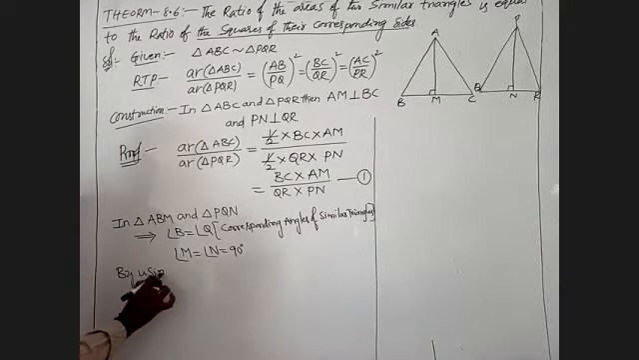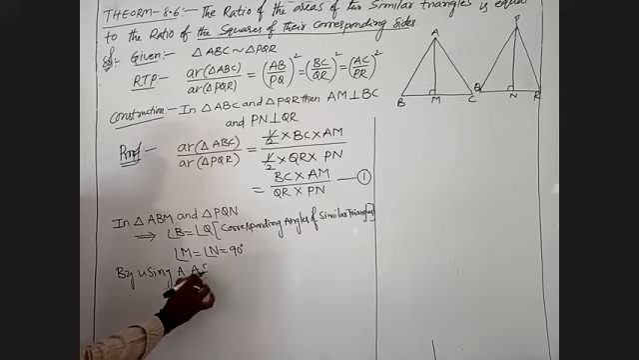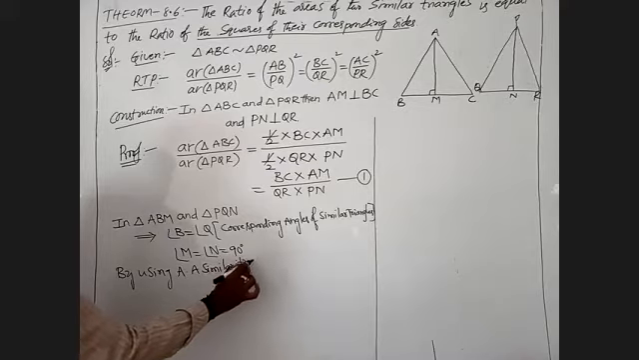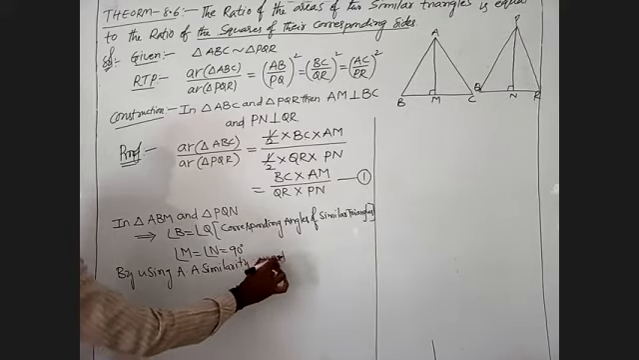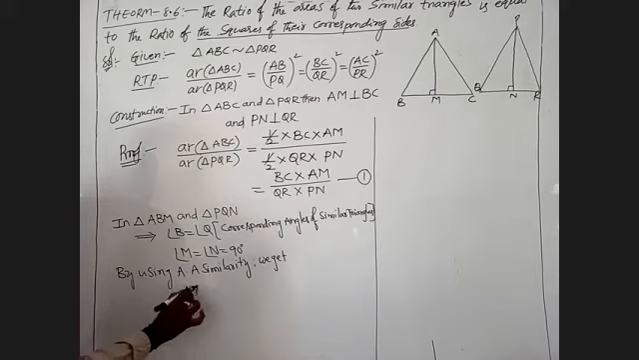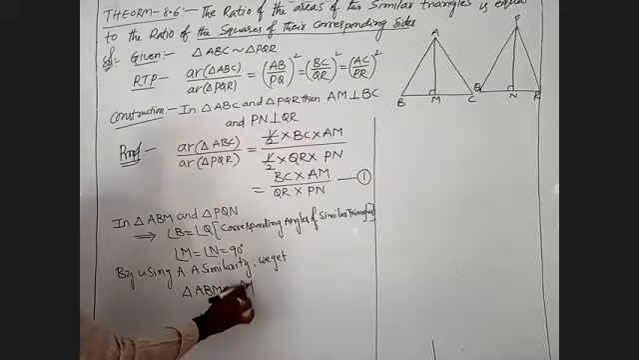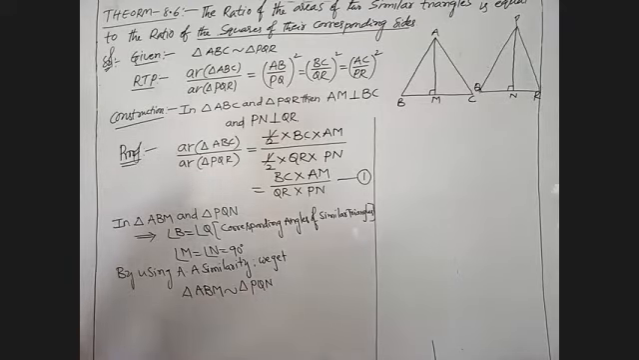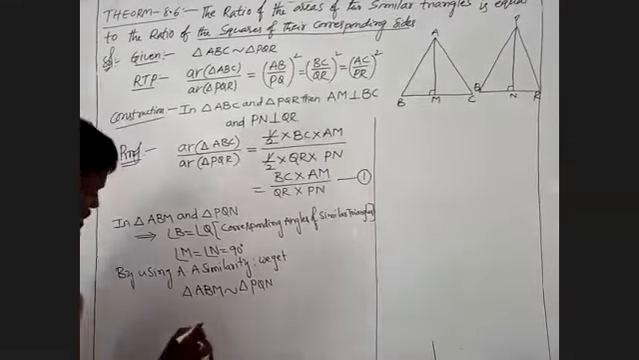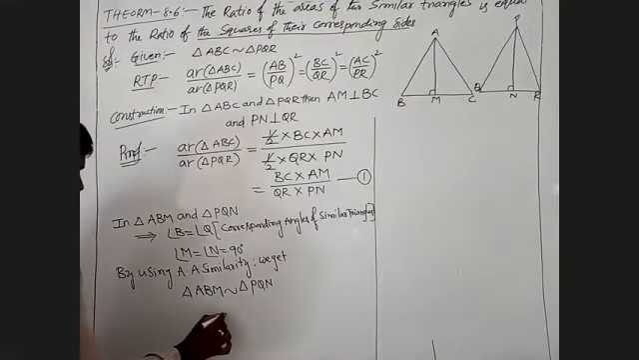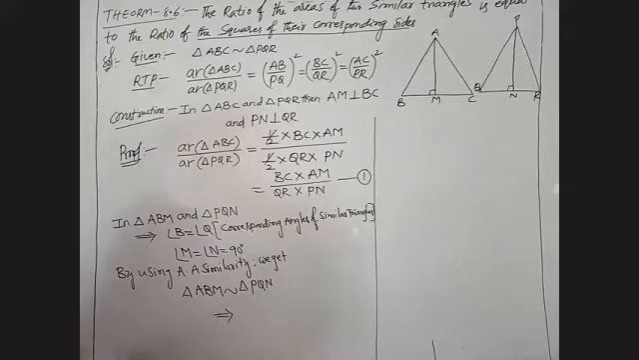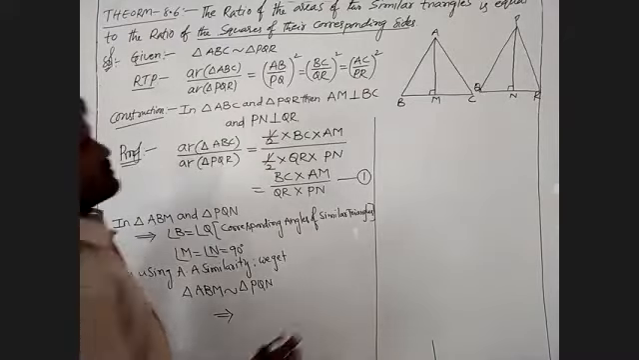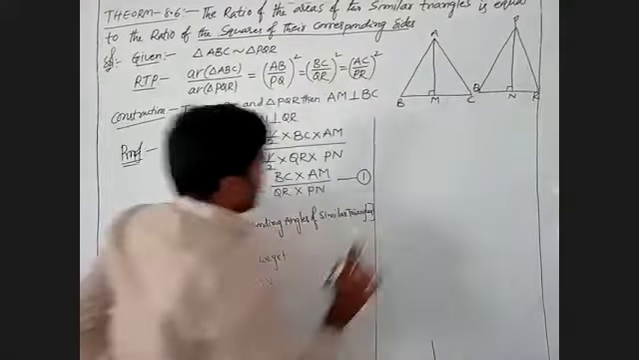By using AA similarity, we get triangle ABM is similar to triangle PQN. That means triangle ABM is similar to triangle PQN means AM by PN.